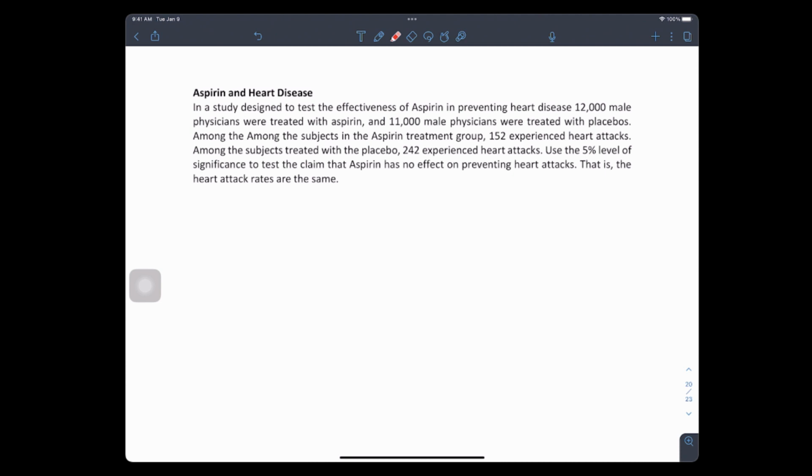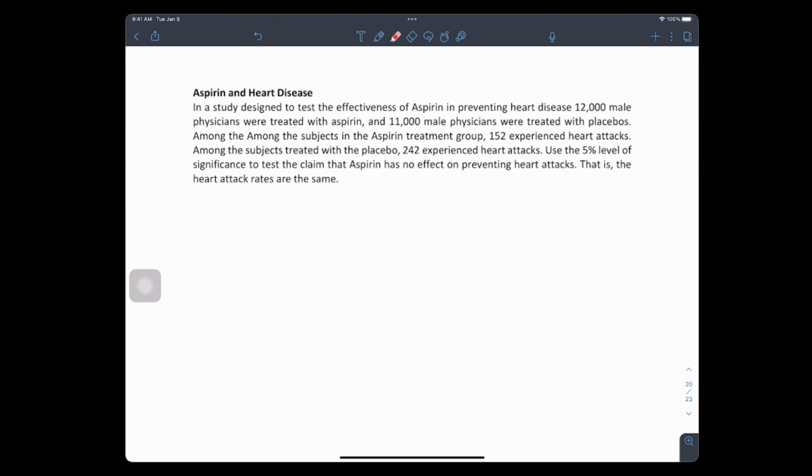Now, anybody know anything about aspirin and heart disease? Does it really prevent heart disease? I don't know. It thins your blood, but supposedly that's bad. So you're supposed to take baby aspirin, which is a lower dose. Anyway, whatever. We don't know, but here's a study on it.